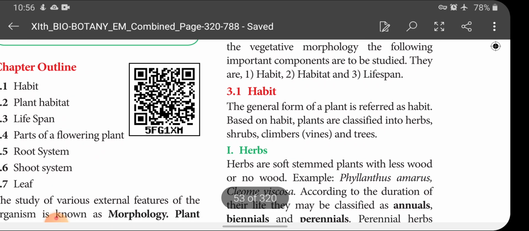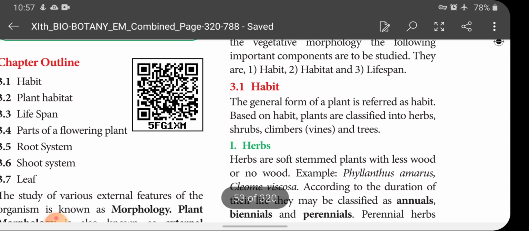Habit, habitat and lifespan. What is meant by habit? The general form of a plant is referred to as habit. Based on habit, plants are classified into herbs, shrubs, climbers and trees. The general structure of a plant is called habit. Based on that, we can classify plants into herbs, shrubs, climbers and trees.